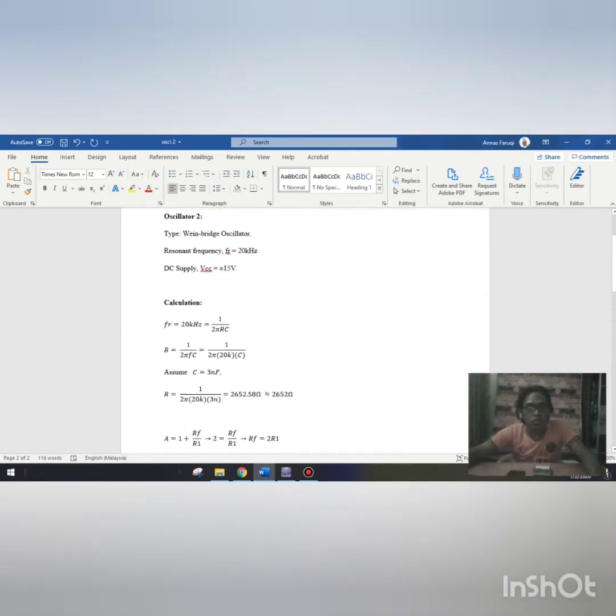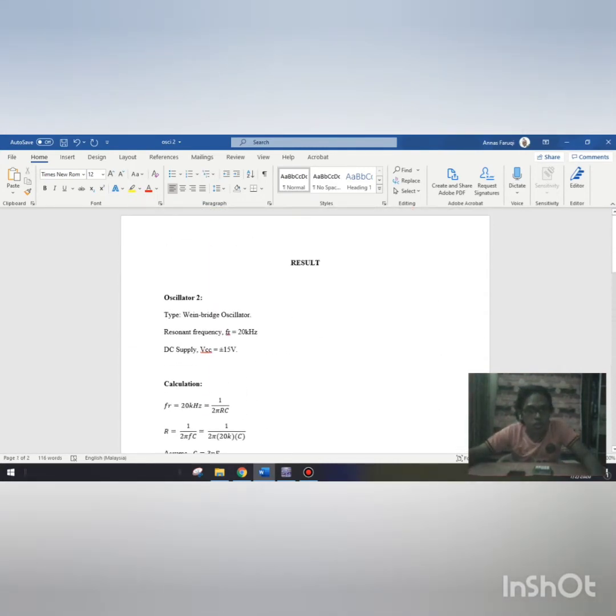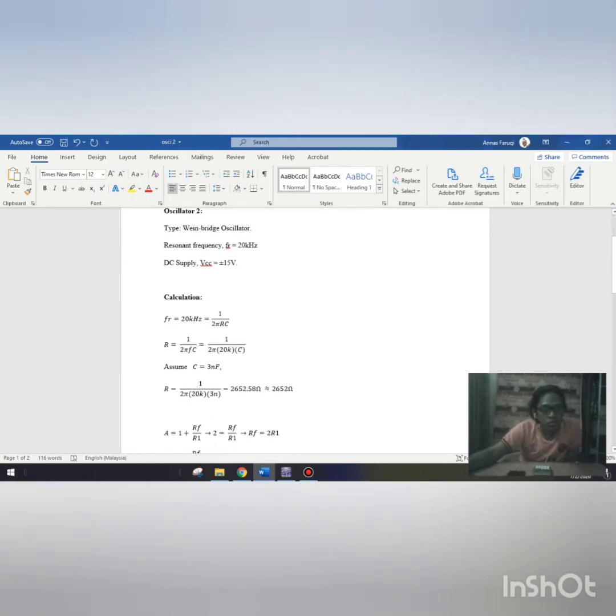Hi and Assalamualaikum. My name is Anas Fauki. I will show you the report for oscillator 2. The type of circuit we use is a Wien Bridge oscillator. The frequency given is 20 kilohertz. The supply is 15 volts.